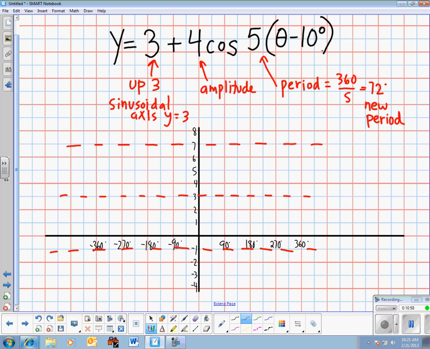Actually, this is cosine, so it's going to start at the top and go down and all the way back up, which means what we're going to have is a squished up cosine graph with a lot of squiggles instead of big, long squiggles. We'll get to that in just a minute.